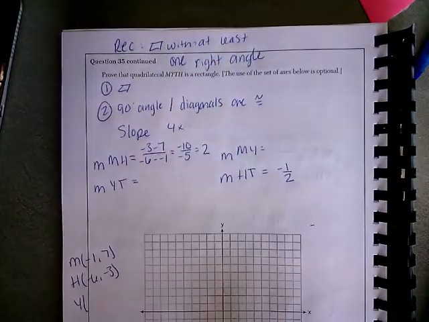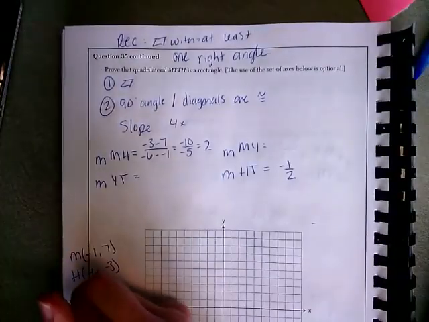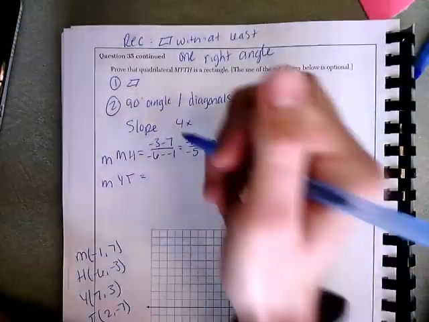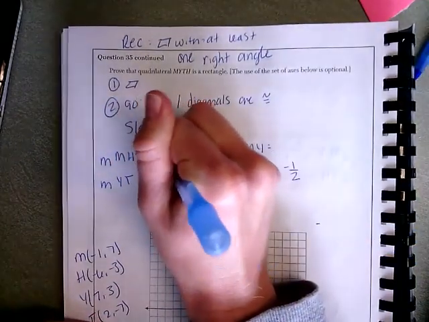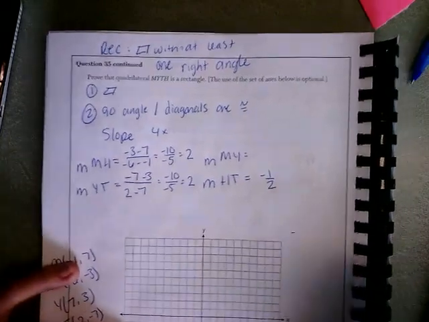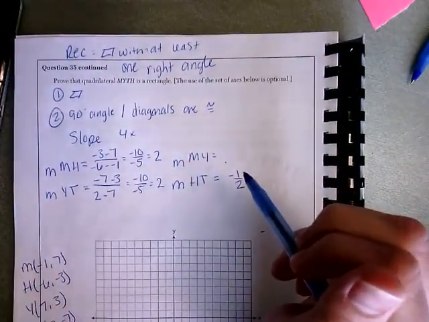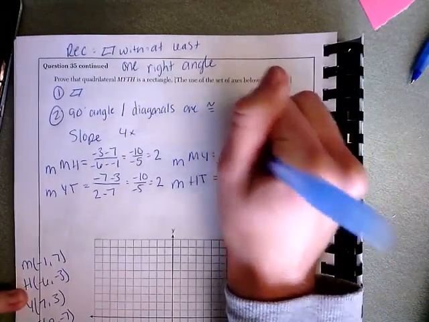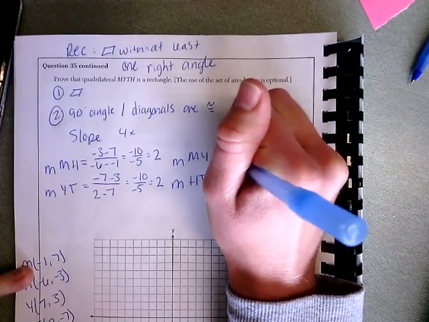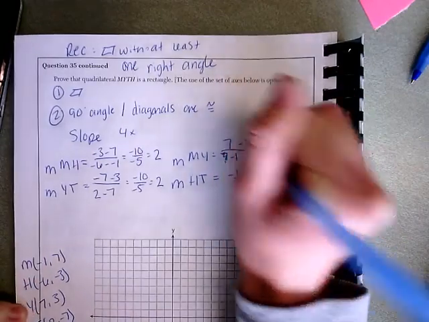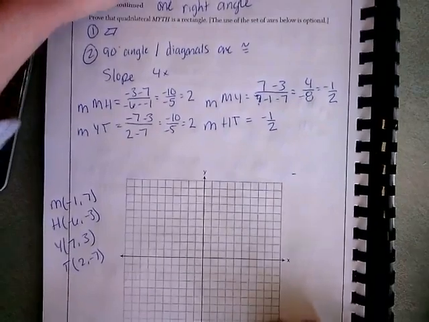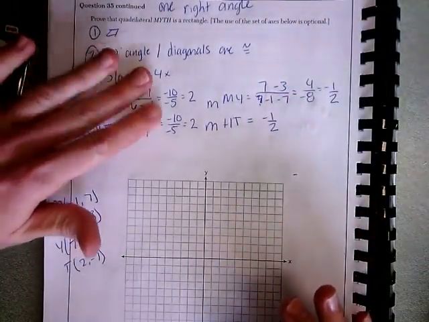Now we got Y is (7, 3) and T is (2, -7). So the slope of YT is -7 minus 3 over 2 minus 7. So you get 2. Now MY. M is (-1, 7), so 3 minus 7 over 7 minus -1. So we get -4 over 8, which is -1 over 2. Okay? So here we have opposite sides are parallel, slopes are equal. Opposite sides are parallel, slopes are equal.